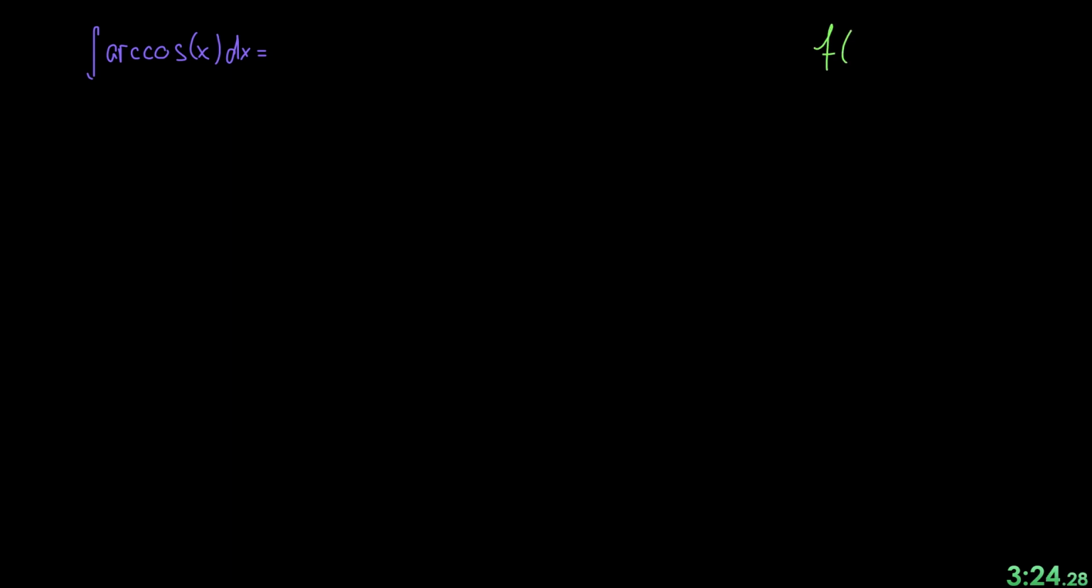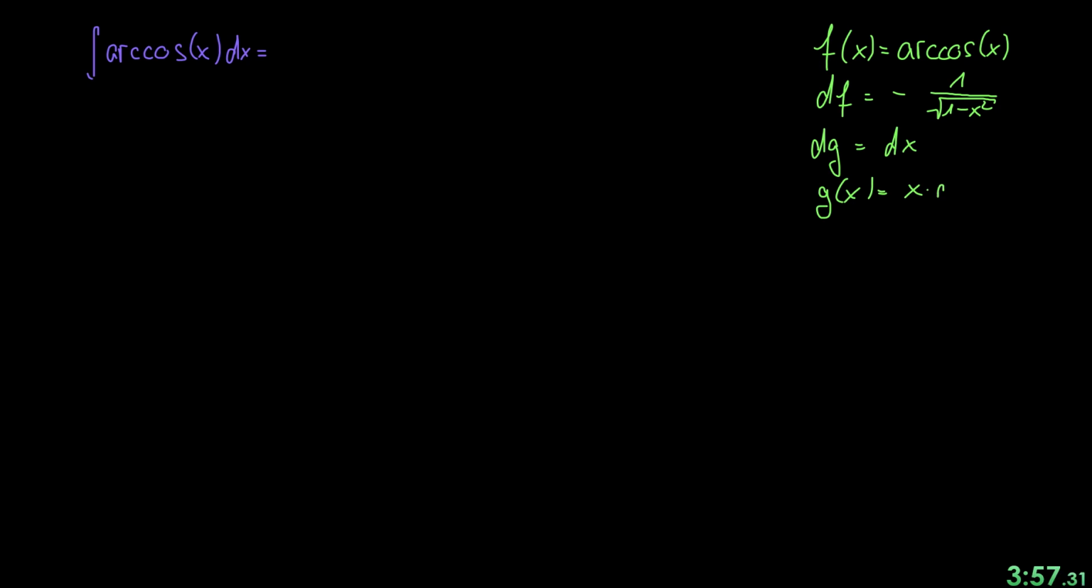First we write down f of x is equal to the inverse cosine of x, and we let df be equal to the derivative of the inverse cosine function, which is basically the same as the derivative of the inverse sine function, but it has a minus in front. dg, we let that be equal to dx, and g of x will then be x.